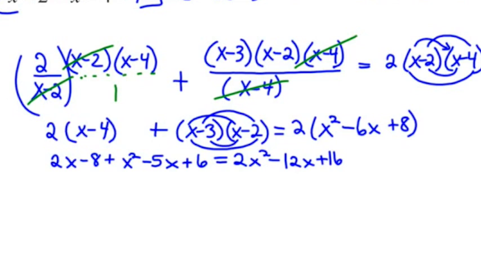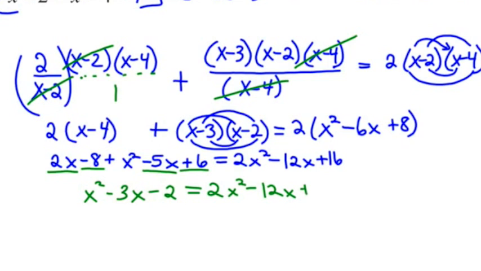So let me combine positive 2 and negative 5x, which gets me a negative 3x. So I have x squared minus 3x. And then I'm going to combine a negative 8 and a positive 6. Minus 2 equals 2x squared minus 12x plus 16.